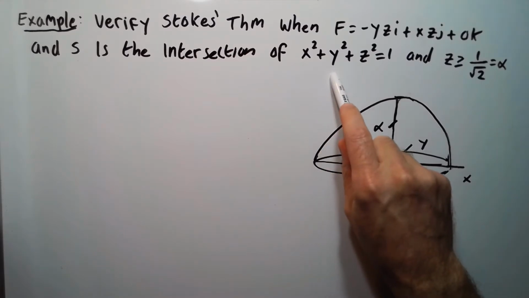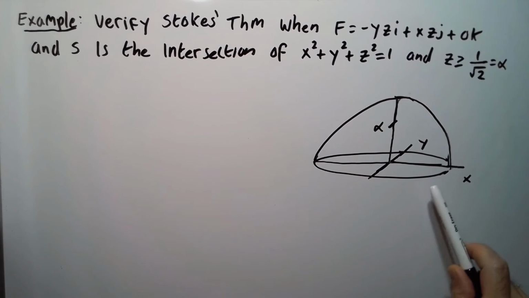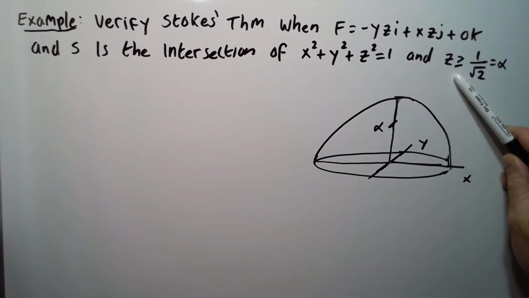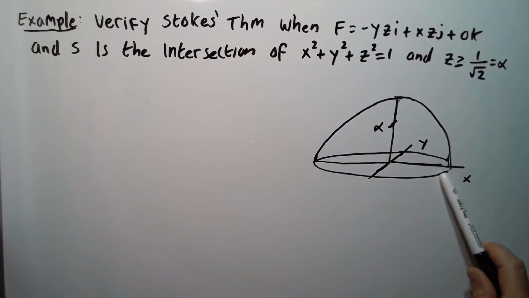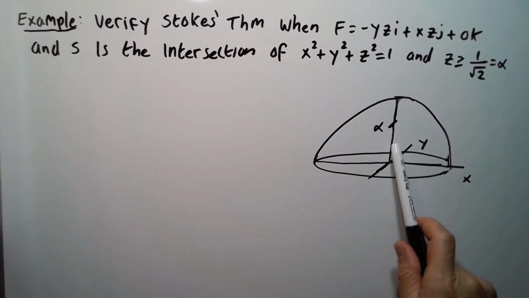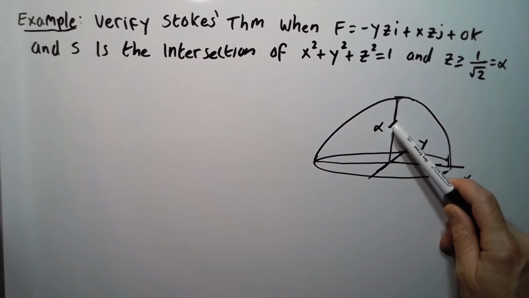Okay, so x squared plus y squared plus z squared equals 1 is a sphere. I've drawn half the sphere here because we have the condition that z is greater than or equal to 1 over square root of 2, which I'm calling alpha, which I put here. So here's my x-axis, my y-axis, and z is coming up this way. So I put my alpha on the z-axis. So therefore, it's going to be the portion of the sphere from alpha and above.